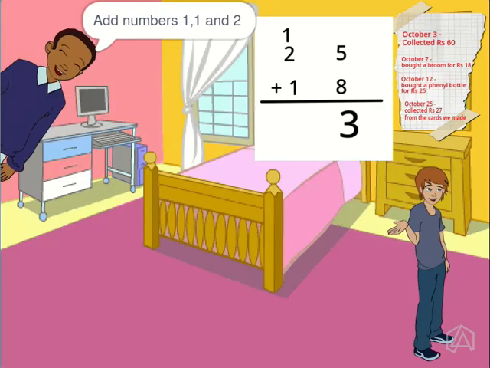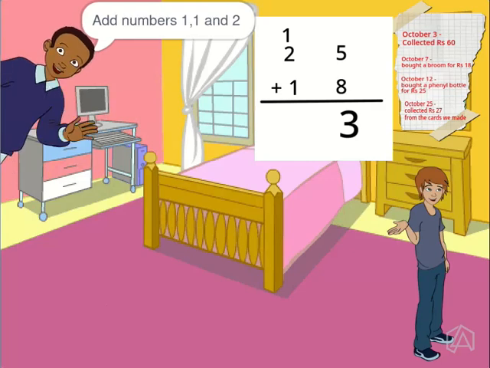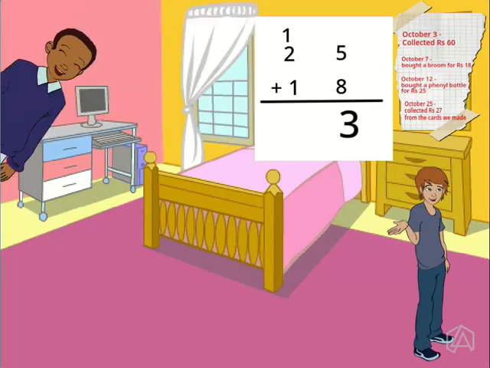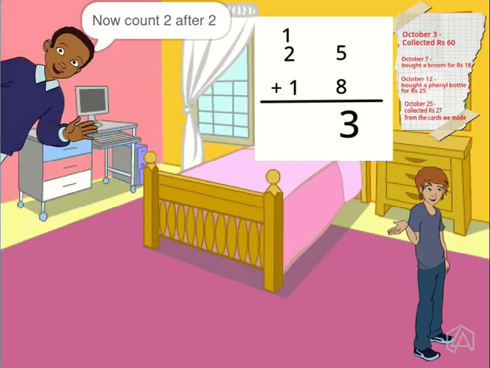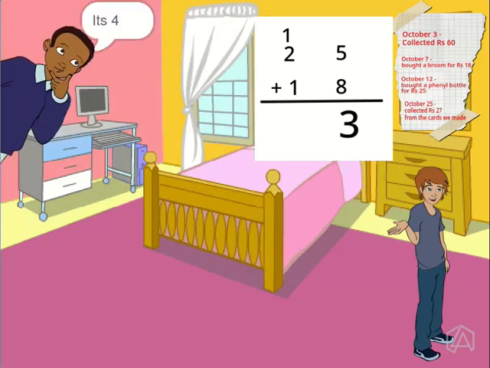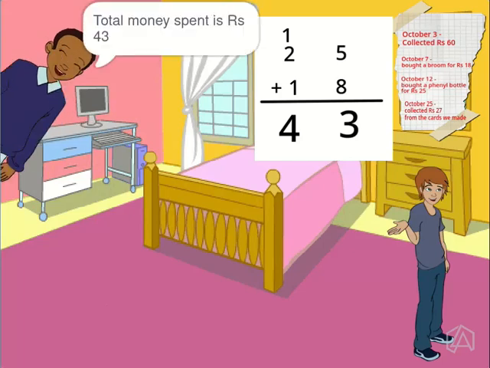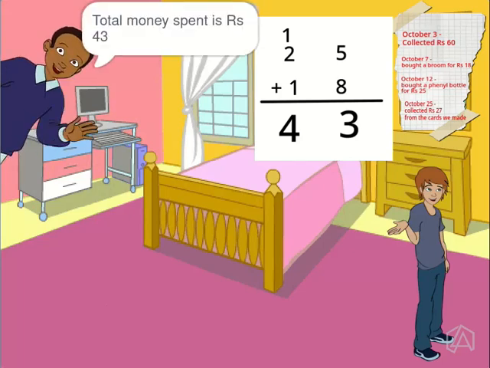Add numbers 1, 1 and 2. Count 1 after 1. It's 2. Now count 2 after 2. It's 4. Total money spent is Rs 43.